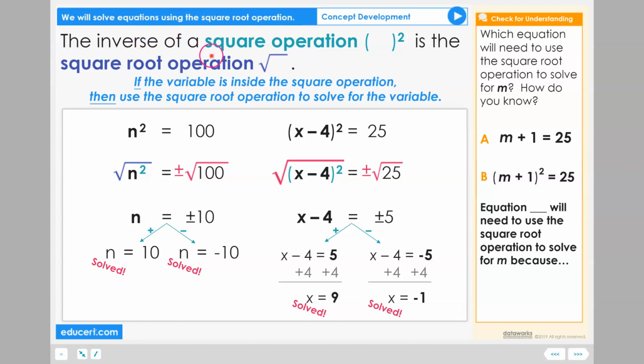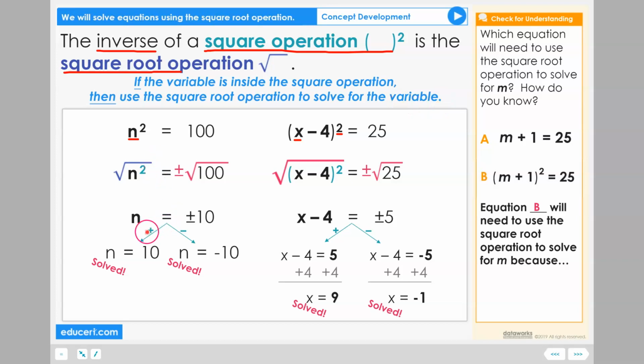The inverse of a square operation is the square root operation. When our variable is being squared, or when our variable is inside an expression being squared, well, we know that we can use the inverse of that square, which is going to be to take the square root of both sides. If the variable is inside the square operation, then use the square root operation to solve for the variable.